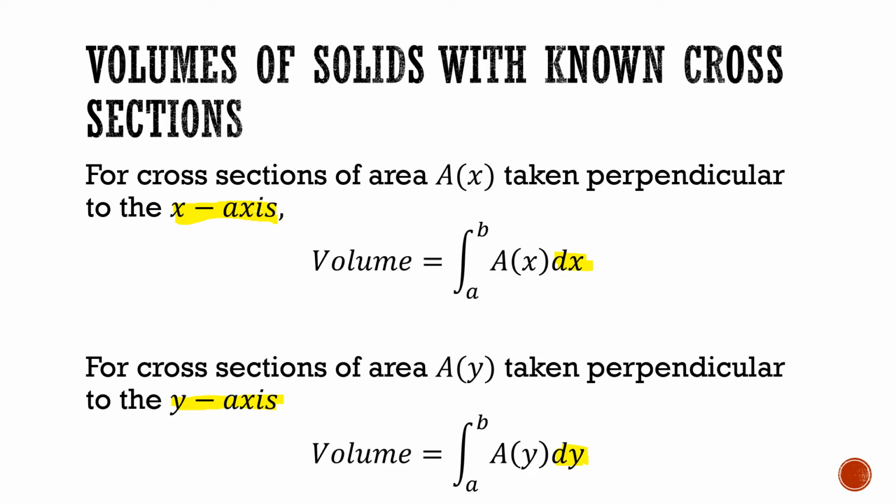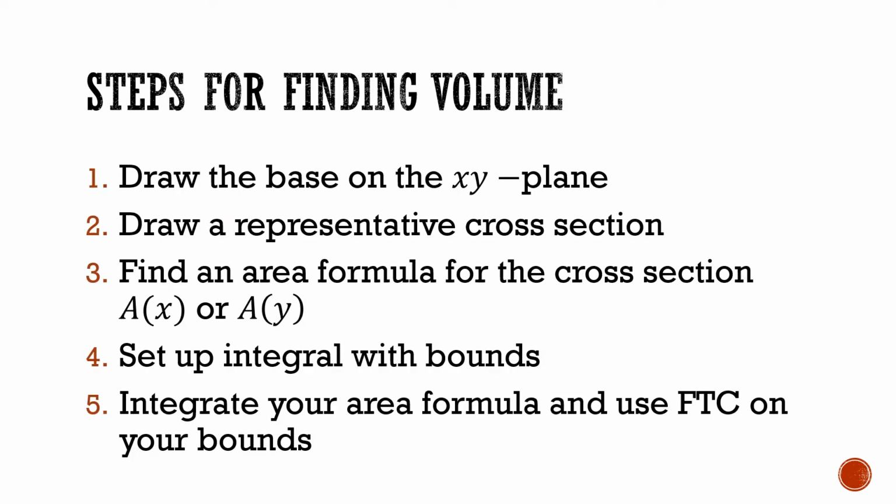If they're saying do it perpendicular to the x-axis, use the first formula. Perpendicular to the y-axis, use the second formula. All right, so our steps for finding the volume. First, you want to draw the base. Then you want to draw a representative cross-section, like what would a cross-section actually look like if I was to slice it, like I'm slicing a loaf of bread. Find the area of the cross-section, and then you want to set up the integral with your bounds, and then you're going to integrate, which will give you your volume.